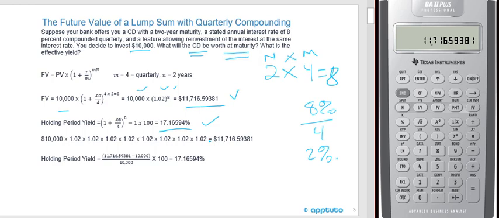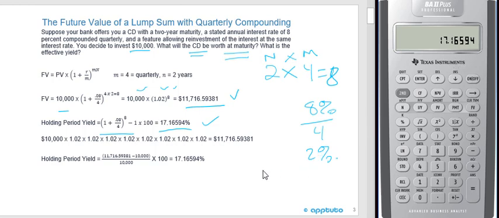Now the holding period yield, you can see effective yield, holding period yield is going to be 17.16594%. And the way we do that is we just run that same formula that we saw in the last LOS. It's going to be 0.08 divided by 4 plus 1, y to the x 8, minus 1, times by 100.